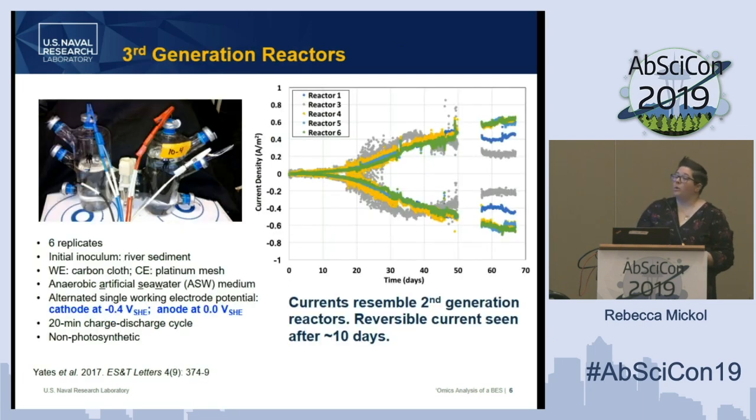And so what we did is we took an initial inoculum from a river sediment and brought it into a lab scale environment, and we used a typical H-cell bioelectrochemical reactor. And so here we don't have a sediment electrode, but we have a counter electrode and a working electrode. The working electrode is the one that we're going to switch the potential back and forth to see if we can both produce power and consume power depending on our needs.